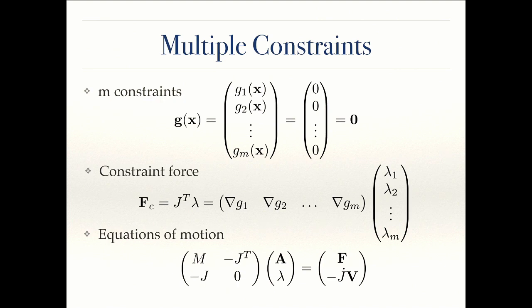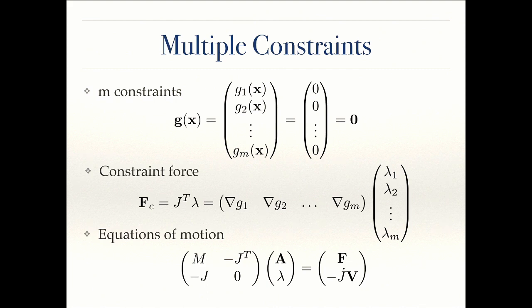We can generalize this really easily to multiple constraints. Now I have m different constraint equations. So you can think of my skeleton, and it has all these different joints in it. Each one of those joints has a constraint equation associated with it. So I can put all those together into this vector of constraint equations. And the constraint force is basically going to be a set of constraint forces, one for each constraint.